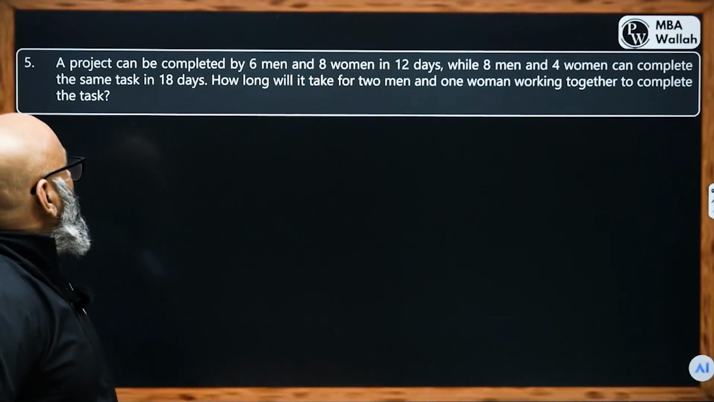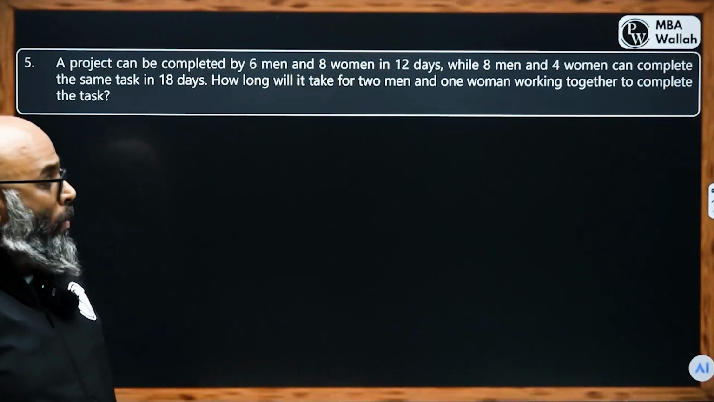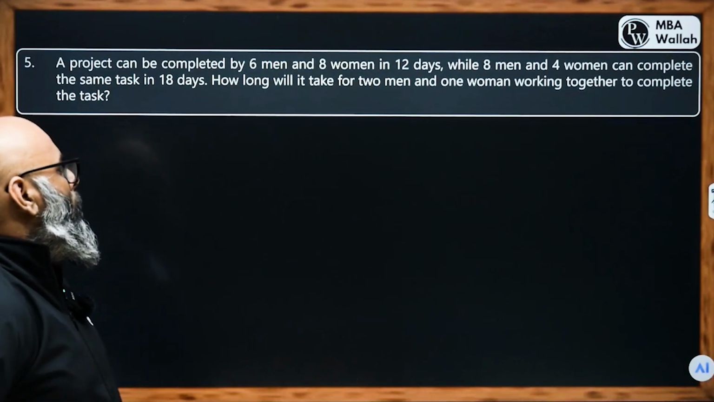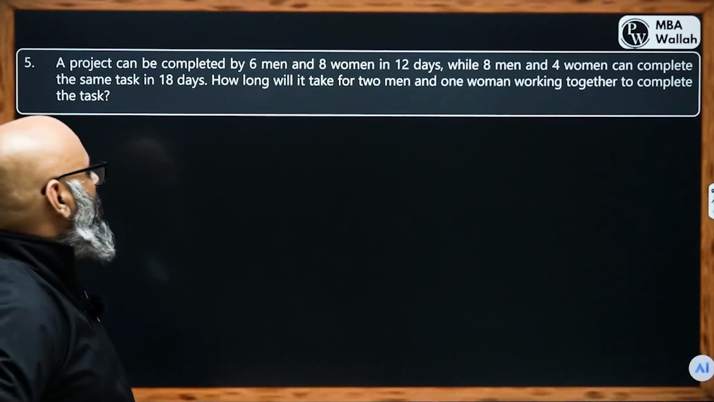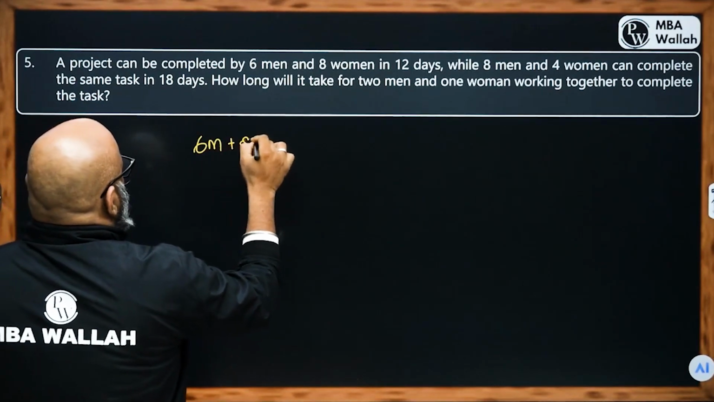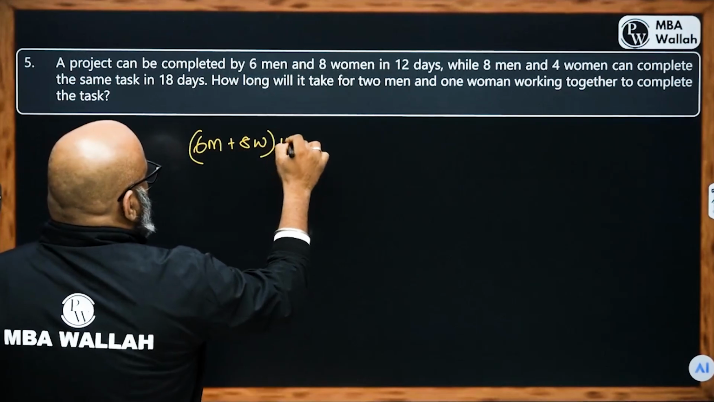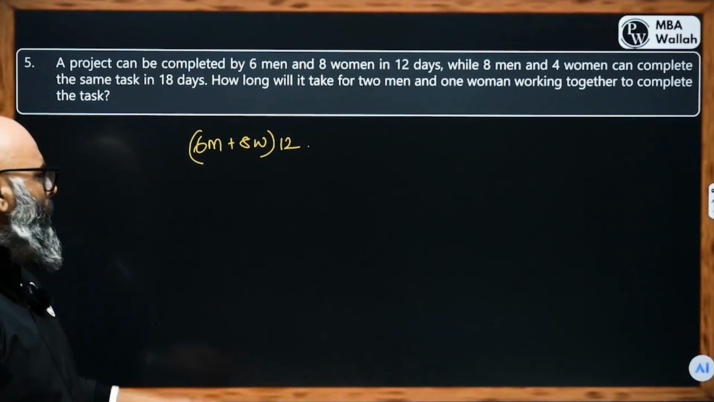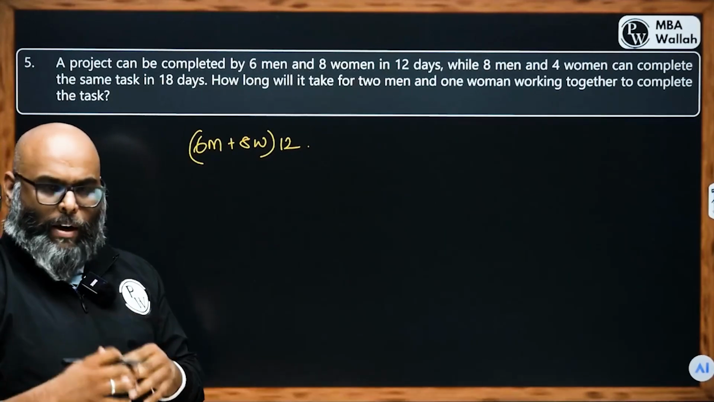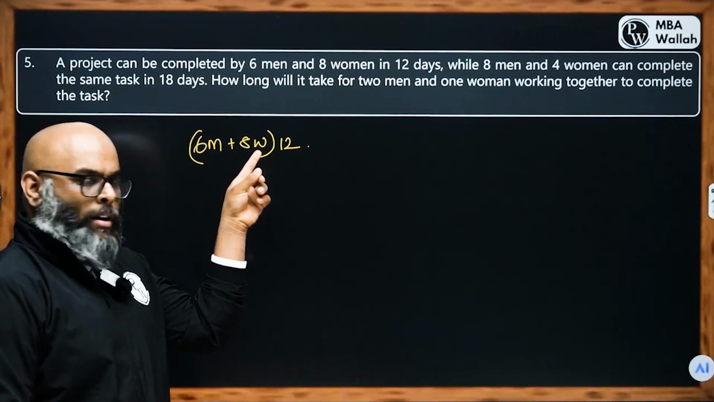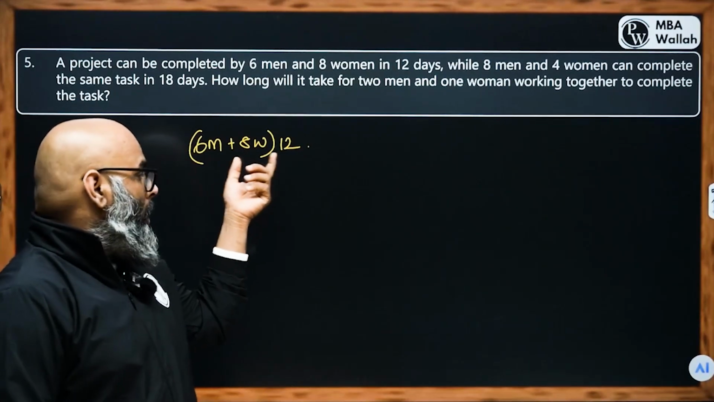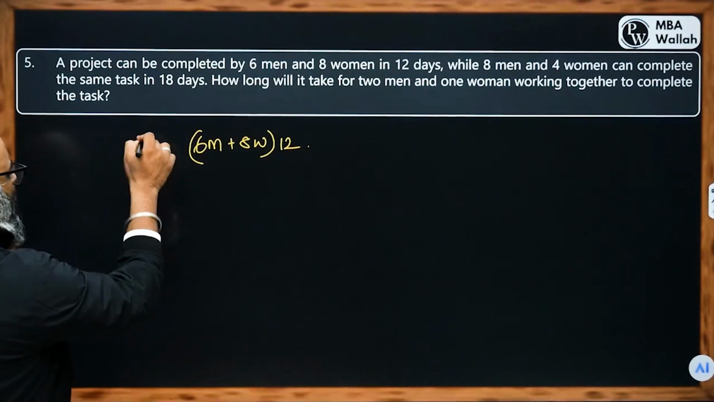A project can be completed by 6 men and 8 women in 12 days, while 8 men and 4 women can complete the same task in 18 days. How long will it take for 2 men and 1 woman working together to complete the task? 6 men plus 8 women into 12 days, that's my total work. I can say that, right? The amount of work done by 1 man into 6 for the 6 men, plus the amount of work done by 1 woman into 8 for all the women, total into 12 days is my total work, right?